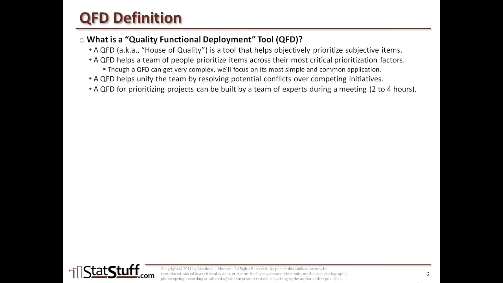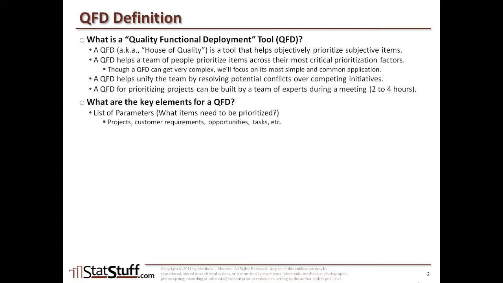There are just a few basic elements of the QFD that I want to review, and I'm going to walk through a lot more details to get you a little bit familiar with it. First of all, there's a list of parameters. These are the items that need to be prioritized. These can be the projects or customer requirements. It could be opportunities or tasks or duties or whatever it is. What are the items that you need to prioritize? That's what we're calling the list of parameters.